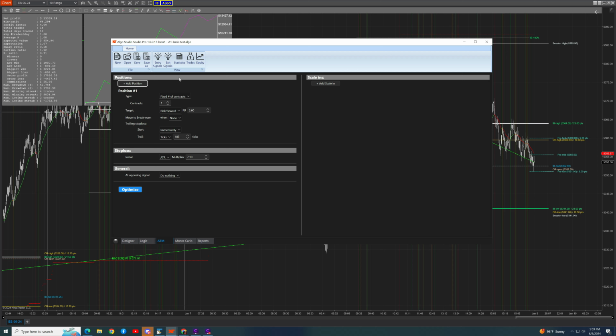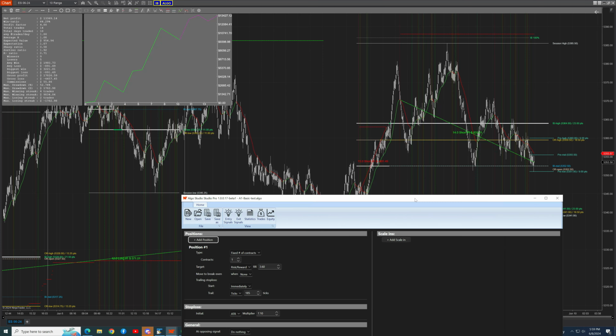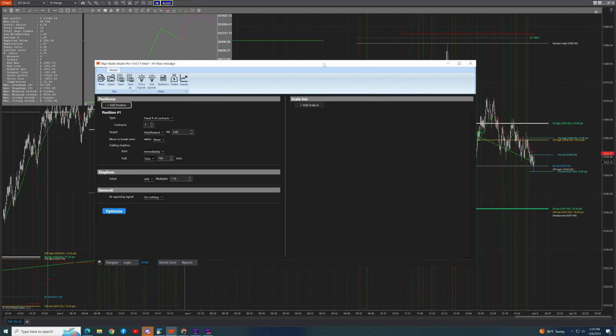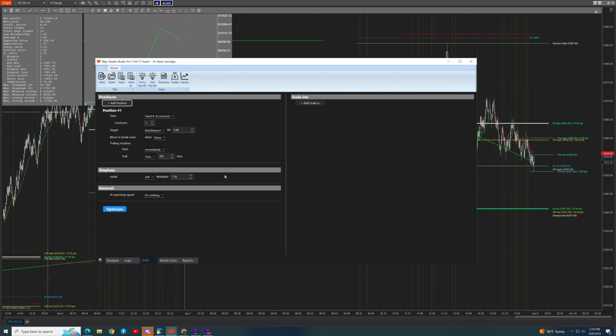So we can improve that and get something that would be more palatable to the average trader who's not going to sit through that entire drawdown, right? So it's just not realistic. Okay, so how would we go about doing that?